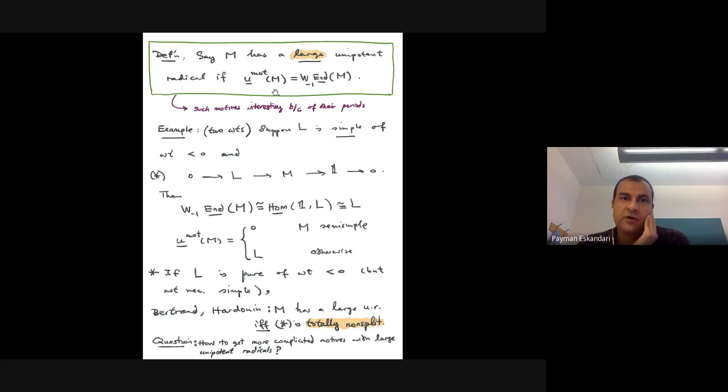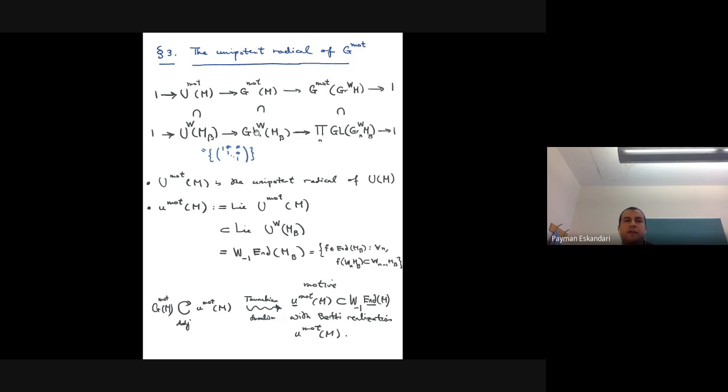Now, such motives are interesting because of their periods. In view of Grothendieck's period conjecture, if I fix the associated graded and vary the motive, so I'm looking at all mixed motives which have the same associated graded. Now this is being fixed, and this is changing here.